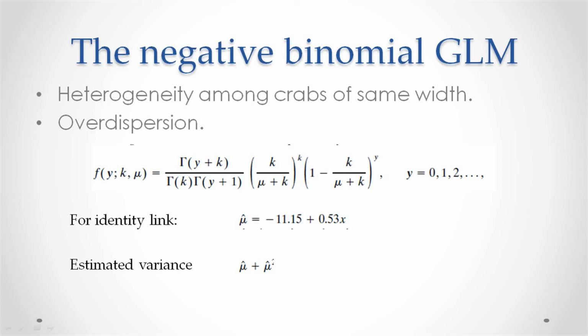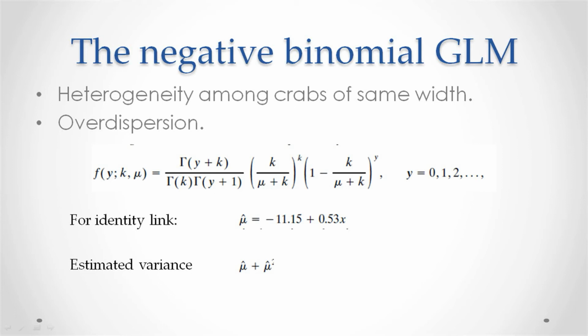The negative binomial distribution has probability mass function f of y given k and mu equal to gamma of y plus k by gamma k gamma y plus 1, into (k by mu plus k) to the power k, into (1 minus k over mu plus k) to the power y, for y equal to 0, 1, 2, etc. k and mu are the two parameters.